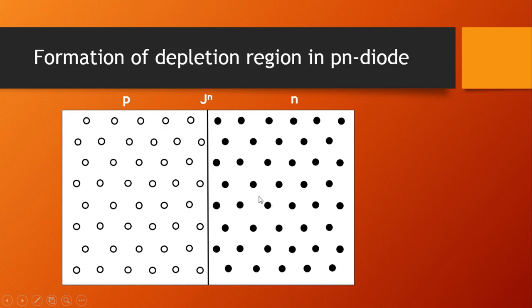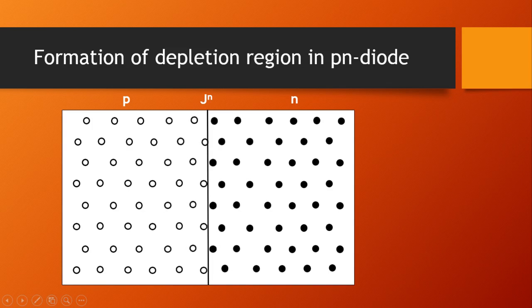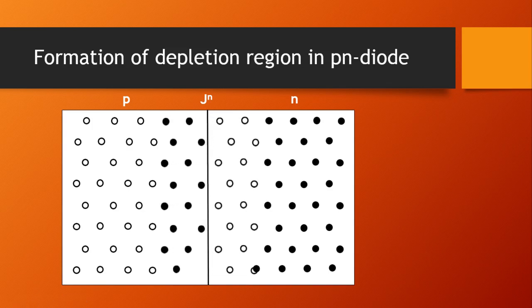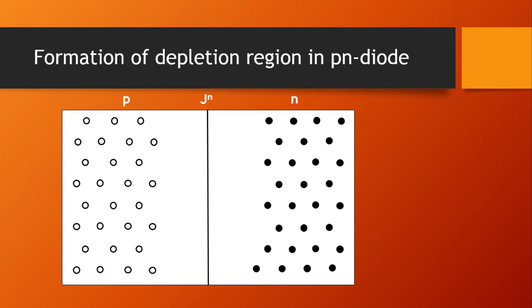So, as I told you earlier, as soon as the junction is formed, because of the concentration gradient, a natural tendency of the flow of charge carriers from higher concentration region to lower concentration region will set in, and that process is known as diffusion. So, this is how the holes and electrons will diffuse into the opposite regions. As soon as they diffuse into the opposite regions, they meet the oppositely charged carriers and disappear. They recombine with each other and disappear.